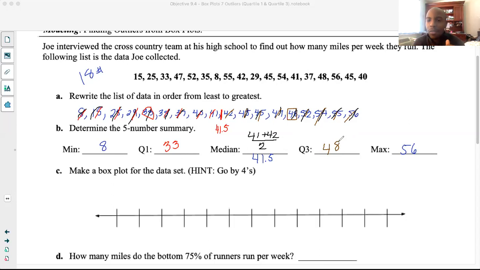Okay, now I gave you a hint. Every single one of these problems, I give you a hint. And I think this is going to be the longest video just because there's so much for us to do. The hint is to go by 4s on each one of these numbers. That way you can fully fulfill it. Now I'm going to start at 8 because 8's my minimum. So I'm going to start at 8 down here.